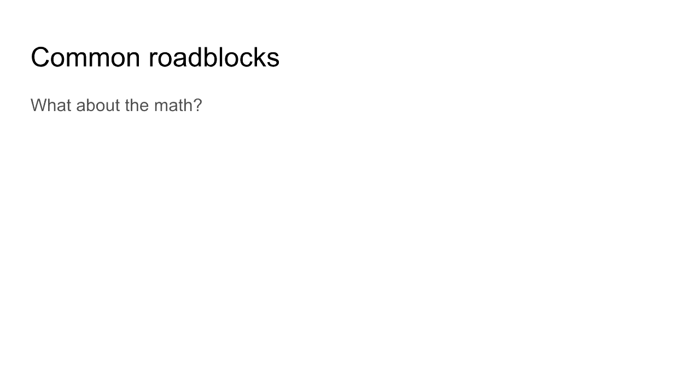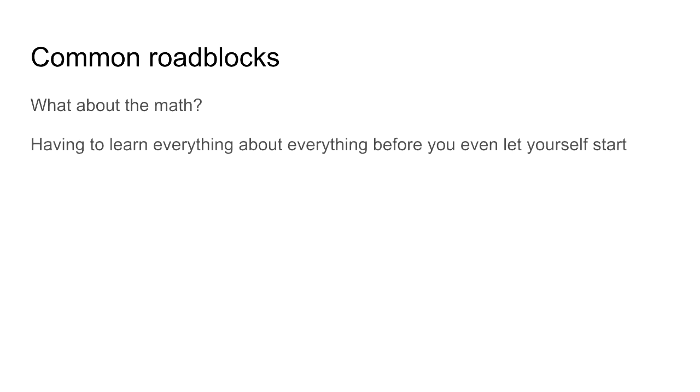And the answer is, enough math to get it done. And we'll talk a little bit about that. But this seems to be a common question people have. This is one that I fell into when I started learning deep learning: you feel like you have to learn everything about everything before you even let yourself start. And I think this happens a lot. You feel like you're not even giving yourself permission to do it before you think you can do it perfectly, before you can do it exactly right. And so this is another common roadblock that people run into, especially in deep learning, because like I said, there's so much information out there.